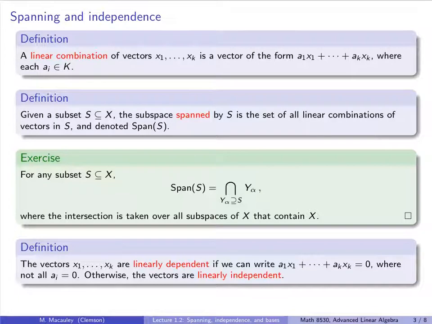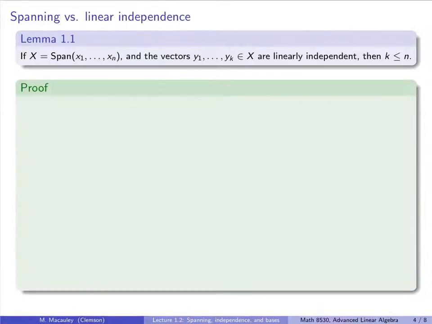Finally, our second main definition is that of linear dependence and independence. So the vectors x1 up to xk are linearly dependent if we can write them as a linear combination to get the zero vector where not all of the coefficients are equal to 0. If they're not linearly dependent, they are linearly independent. Now sometimes I'll just say dependent or independent, because though there are other forms of dependencies like algebraically dependent, we're not going to be talking about those, so it should always be clear from the context what I mean by dependent or independent. Let's start with a lemma.